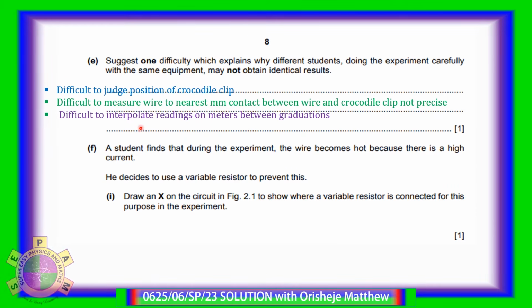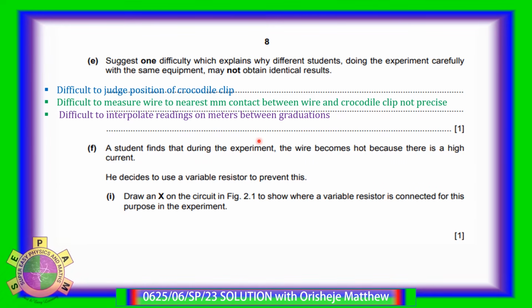Then you have the difficulty to interpolate readings on meters between graduations. So you have error due to parallax if you are reading your voltmeter, the PD, and then reading the current using the ammeter. So what you should do to avoid this particular error, you take your reading when the pointer stops swinging, and when you want to read the pointer, you position your eye vertically above the pointer. You don't look at it from the side.